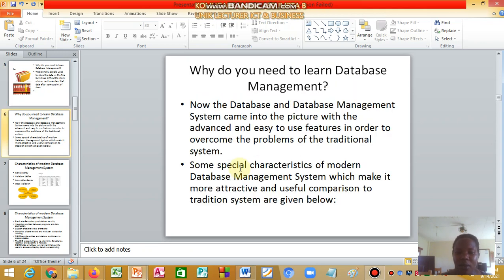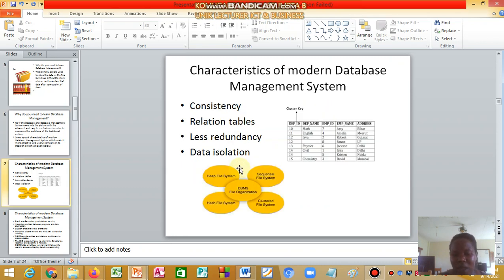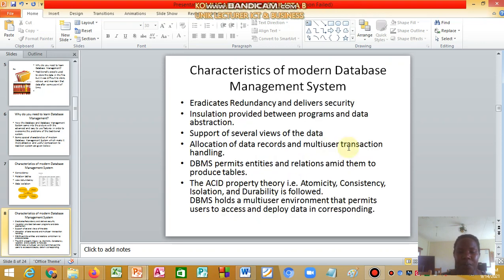So nowadays, the database management system came into the picture with advanced and easy to use features in order to overcome the problems of the traditional systems. Some special characteristics of modern database management systems which make them more attractive and useful in comparison to traditional systems are given here. One, the database management systems that we have nowadays have consistency. They have relational tables, like you can see this table. They have less redundancy, and data is not isolated in any way.